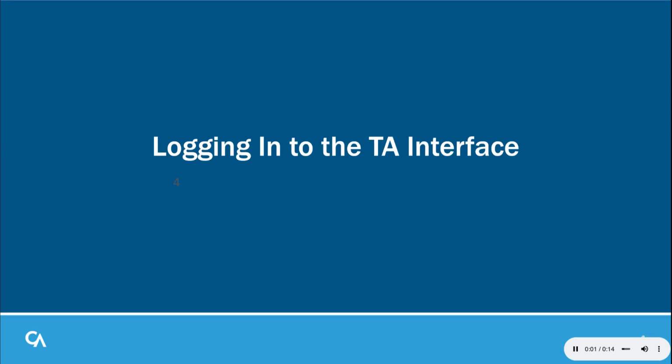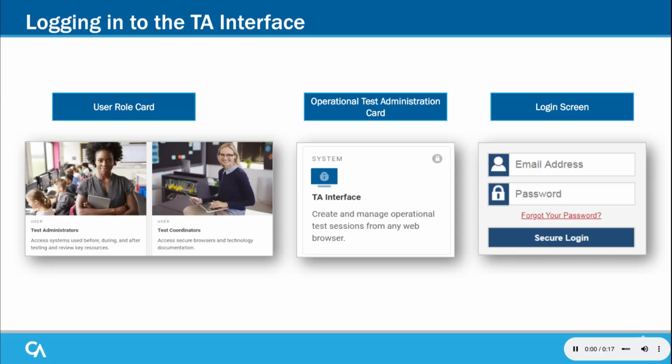The TA interface is used to create and manage test sessions that students join to complete online tests. We will begin with instructions on how to log into the interface, followed by a review of the features in the TA interface. To log into the TA interface, go to your state portal. Select the appropriate user role card. On the next page, click the system card used for operational test administration. Enter your username and password, and then click Secure Login to continue.